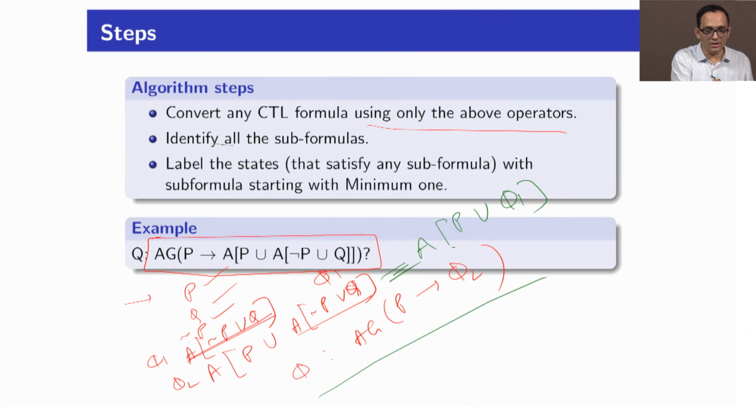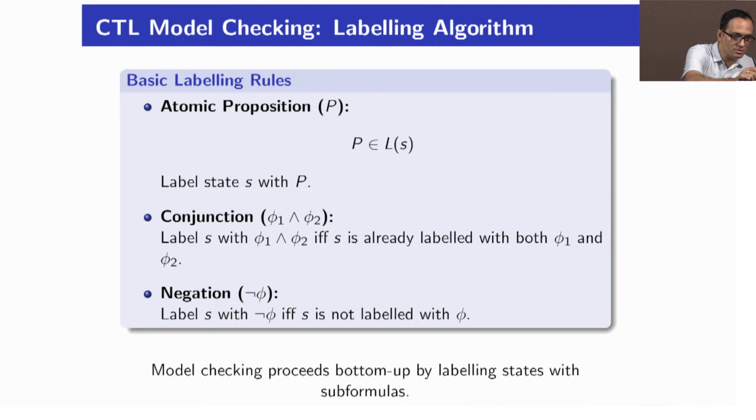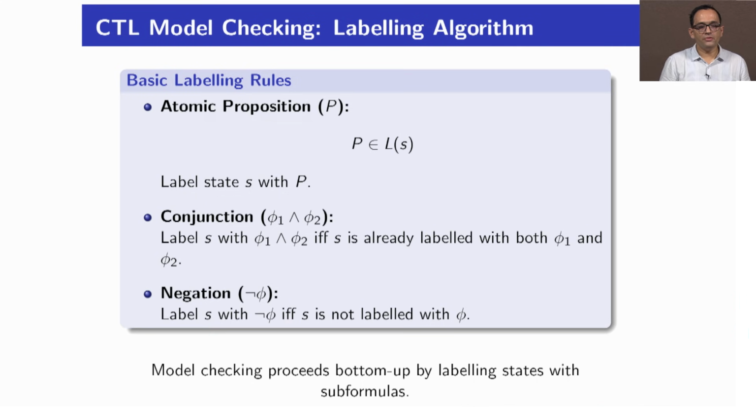So, I will identify all the sub formulas and I will label the states starting from the minimum one, right. So, I will grow, right. So, this is the overall approach. So, let us move to the leveling algorithm. As I mentioned, I have to level the states, right. So, if some node is already labelled with P, then I know that P is true in that state, right. So, that state is labelled with P because that label is already there, right.